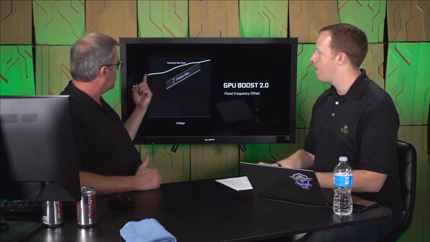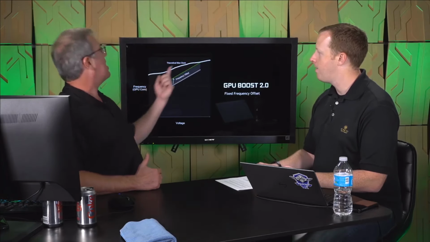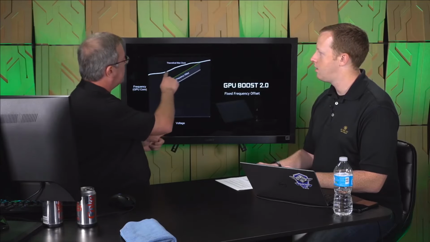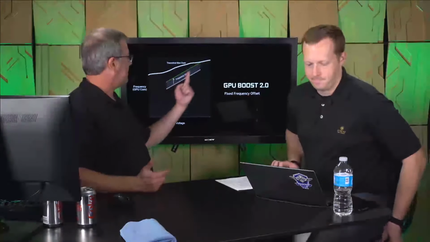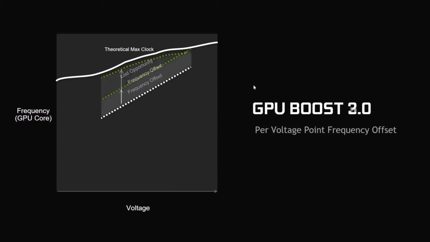Now the problem is somewhere out there is this theoretical max clock curve. So every GPU has a different curve. It's based on your silicon. And the idea would be if we could discover this to run at it. But we know that this fixed offset is less good because effectively this shape of the curve is not linear. What we're doing with GPU Boost 3 is we're going to recover some of this lost opportunity by allowing the frequency offset to be variable per voltage point.